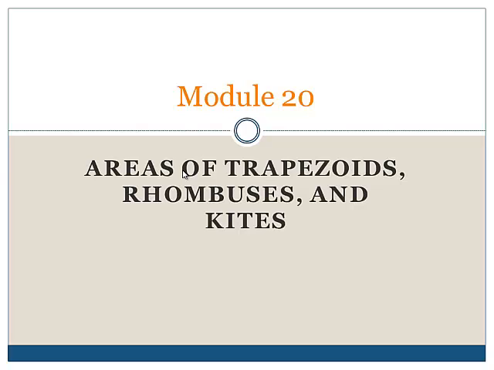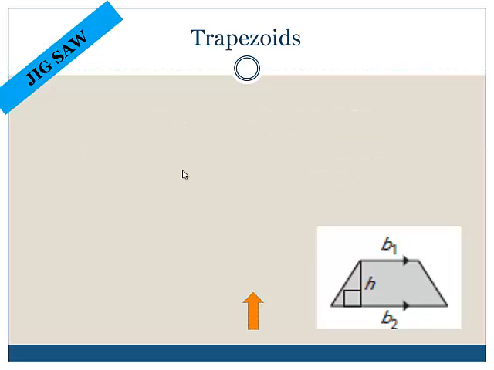This is Module 20, areas of trapezoids, rhombuses, and kites. If you remember from a previous module, we defined a trapezoid as having one pair of opposite sides parallel. You also have to recall what the different parts are. We had two bases, and then we also had a height.